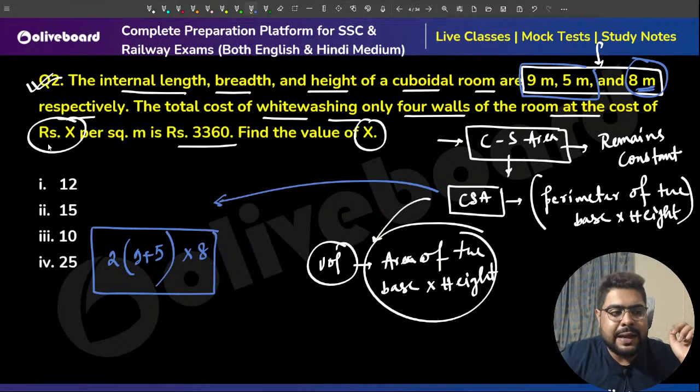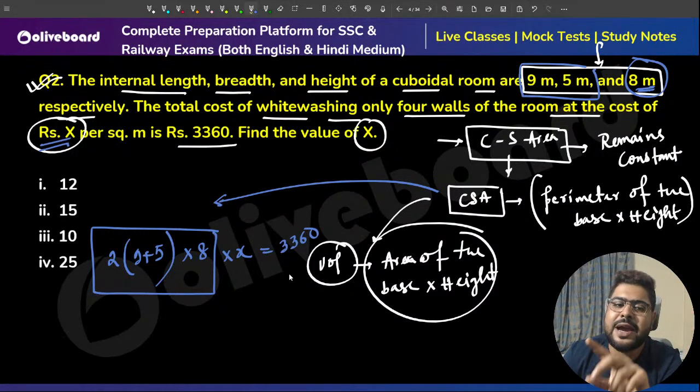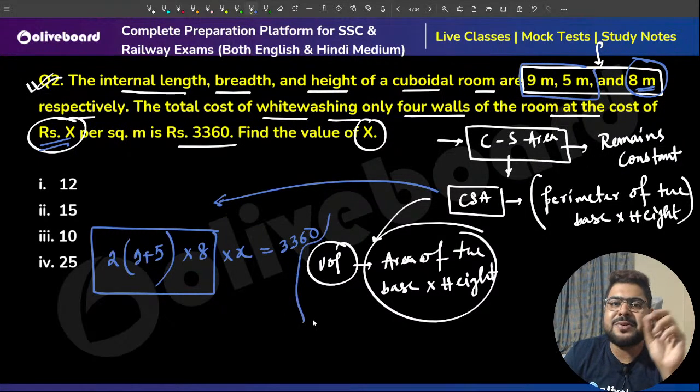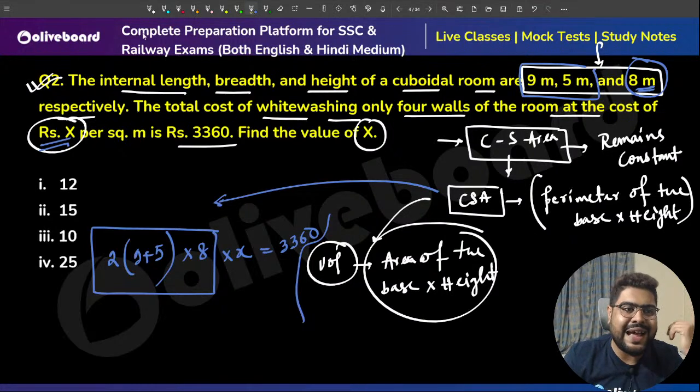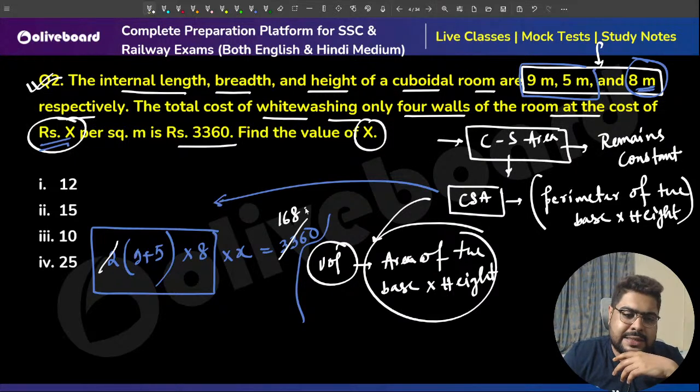Into the per square feet rate, which is X rupees. Total cost is 3360. So total area into per square feet rate is equal to the total cost. Just do a simple calculation. 16 2s are 32 and this is 80. Again, 8 2s are 16, 10.